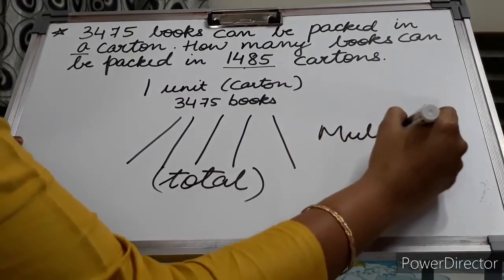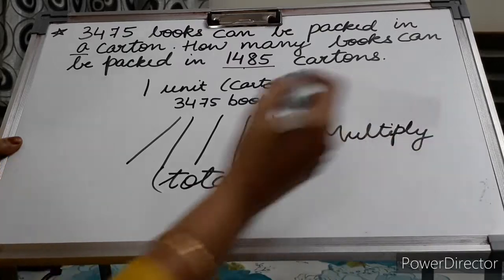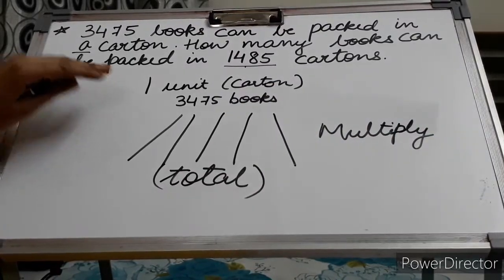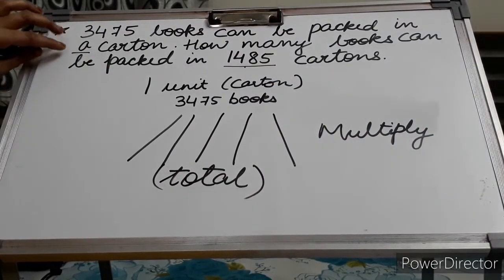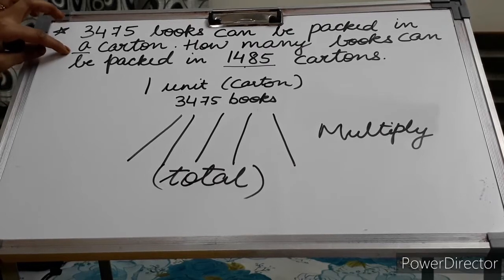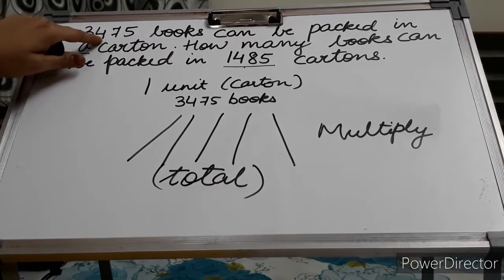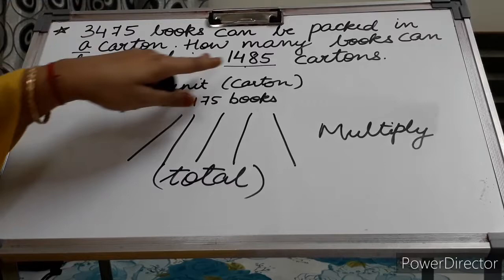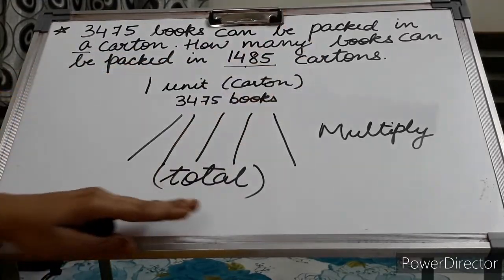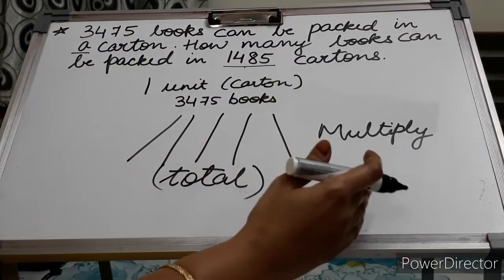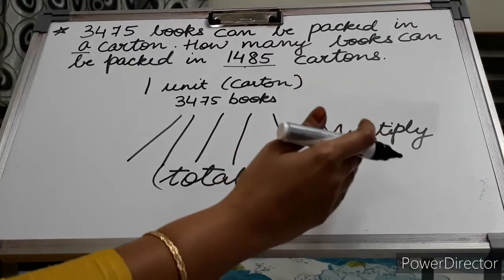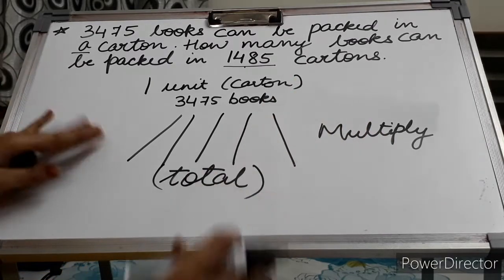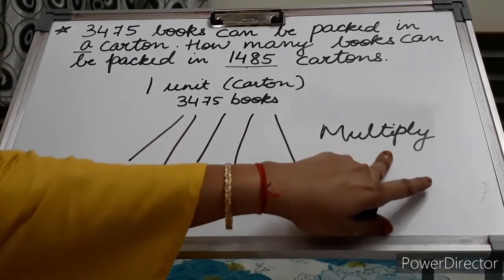So this is a simple concept of how to know. We have to always remember what is given in the question. One unit is given. That is for a carton. How many books are packed? 3,475 books are packed. You have to find for 1,485 cartons. 1,485 cartons means you have to find more. More means you have to find the total of this thing. So we have to multiply in this question.